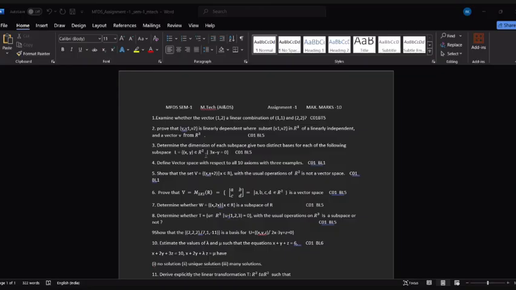Prove that V1, V2 is linearly dependent, where subset V1, V2 in R3 is linearly independent and a vector V from R3. Okay, let me explain first. R3 is a vector space. In that, you have certain vectors. It is already proved that two of the vectors are LI. Which are those two vectors? V1 and V2 are LI.